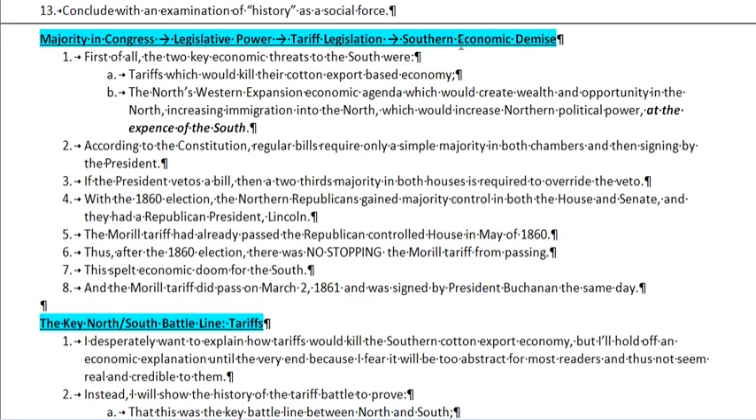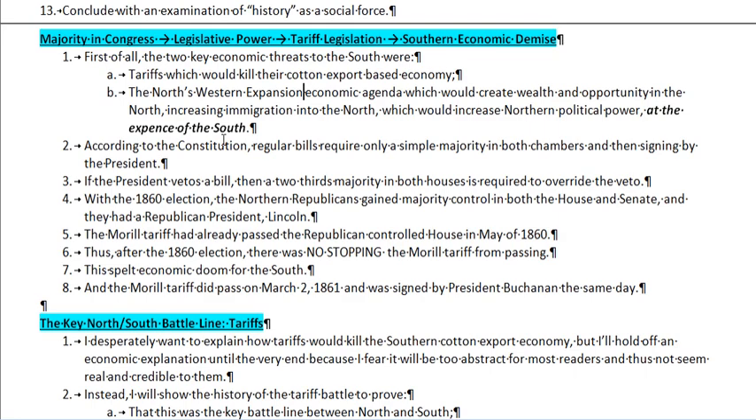Southern economic demise. First of all, the two key economic threats to the South were one, tariffs, which would kill the cotton export based economy, and two, the North's Western expansion economic agenda, which would create wealth and opportunity in the North. That would increase migration into the North, which would increase their population, their voting rolls, their demographics, and increase Northern political power at the expense of the South. So this wasn't about the Southern economy, but it is about Southern political power, or lack thereof, relative to the North.